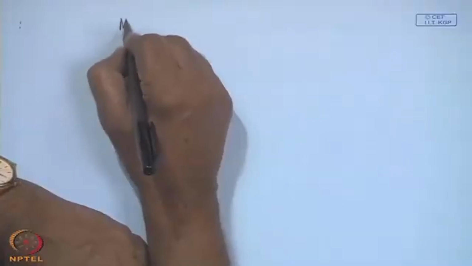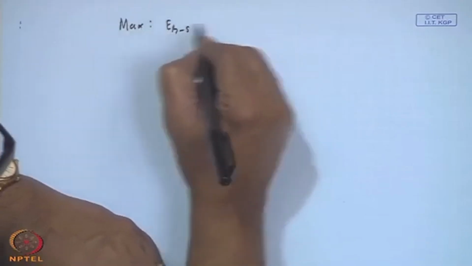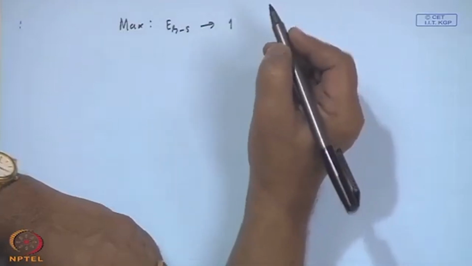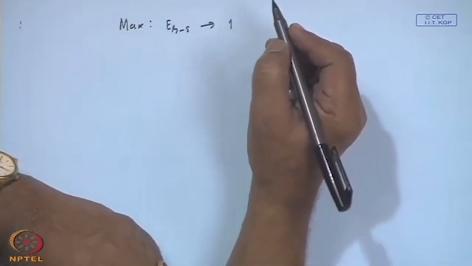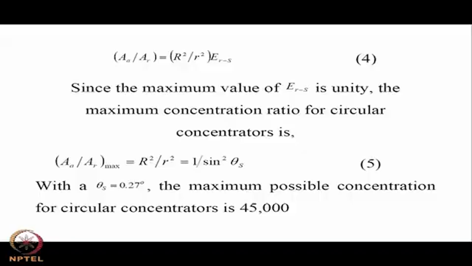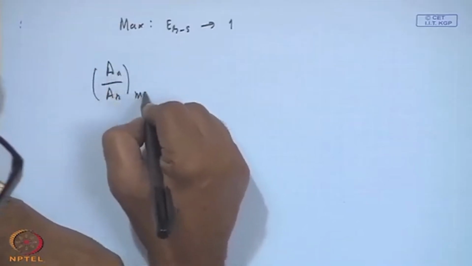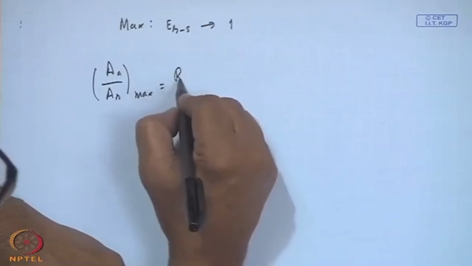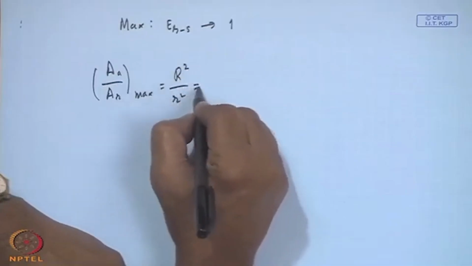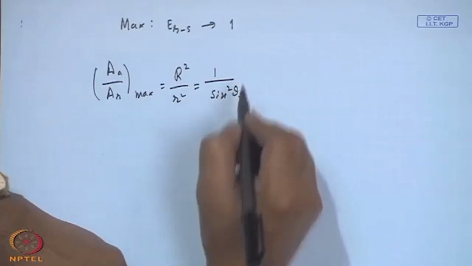And if you assume maximum value, E_rs can be 1, all the radiation emitted by the receiver can reach the sun, nothing more than that. Consequently, you have A upon A_R max equal to R squared upon r squared equal to 1 by sin squared theta s.